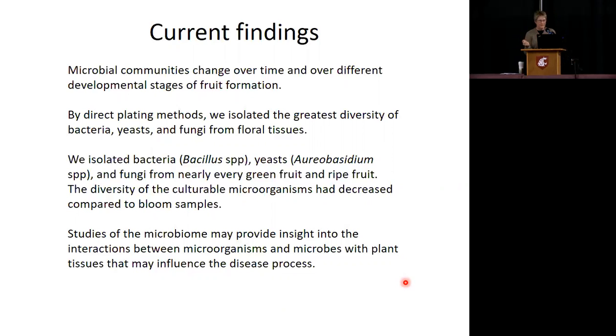By direct plating methods, we isolated the greatest diversity of bacteria, yeast, and fungi from floral tissues. We isolated bacteria such as Bacillus species, yeast such as Aureobasidium, and fungi from nearly every green fruit and ripe fruit. So the diversity of culturable organisms decreased on fruit compared to bloom samples.